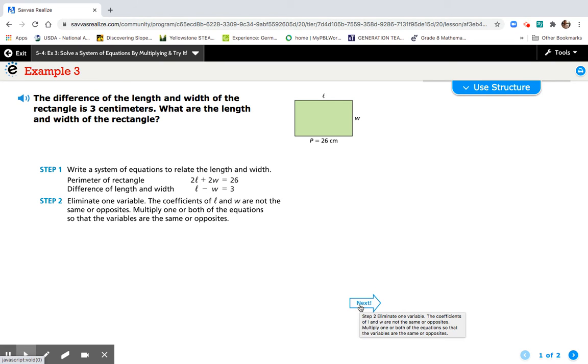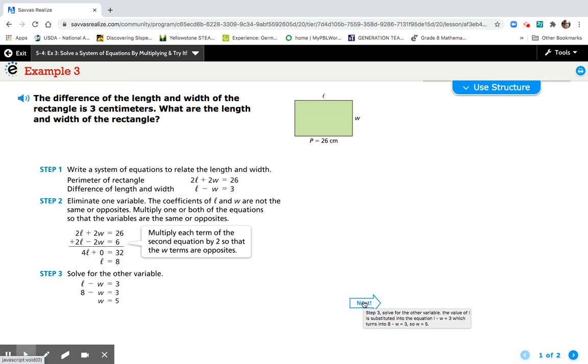So we need to eliminate one of the variables. The coefficients of L and W are not the same though, right? So we're going to multiply. You can multiply one or both of the equations so that the variables are the same. So here they multiplied each term of the second equation by 2 so that the W terms are opposite. So you can see how the coefficients are not the same, right? And in the second equation, they multiplied that whole equation by 2.